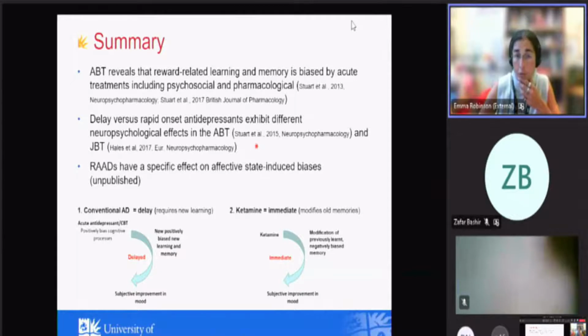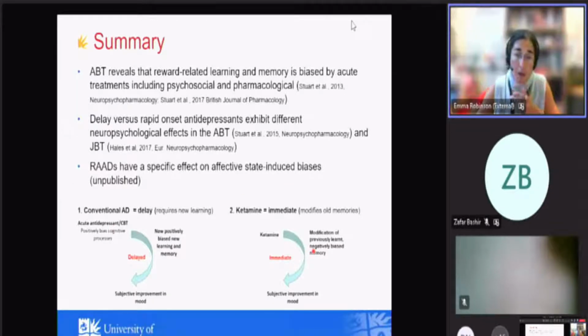And we've also got a lot of work we've done in the judgment bias task, which, if anyone's interested, I'm more than happy to discuss more. And then we've got the new data where we've shown that rapid-acting antidepressants seem to have this specific effect where they can modulate an affective state-induced bias.